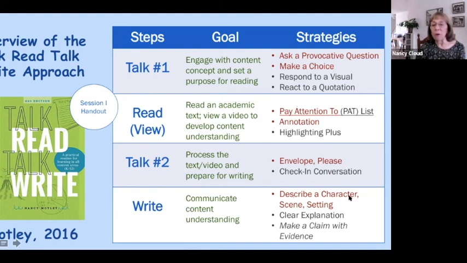So for the narrative text, we're going to have them describe a character, scene, or setting. For the expository text, we're going to have them give a clear explanation. And we're only going to allude to make a claim with evidence. We're not going to hit this head on today, but I'm sure all of you could imagine what would be involved. Now, Nancy Motley gives us the talk, read, talk, write strategies, but we're going to add to this list the content scaffolds and the language supports.